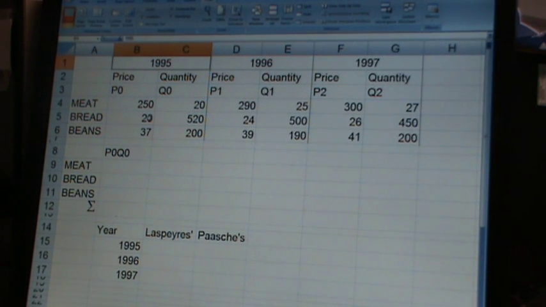Okay, I've got 3 years of data: 1995, 1996 and 1997. Now, to ease our work, I'm giving symbols such as P0, Q0 for 1995, and I'm considering 1996 as year 1, 1997 as year 2, and if I had data for 1998, I would call it year 3. Okay, now for 1996 price P1, quantity Q1, 1997 price P2, 1997 quantity Q2.